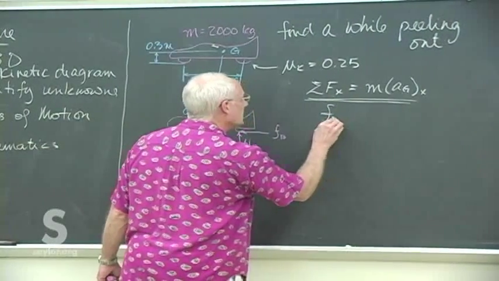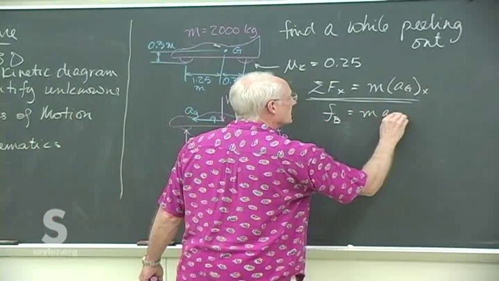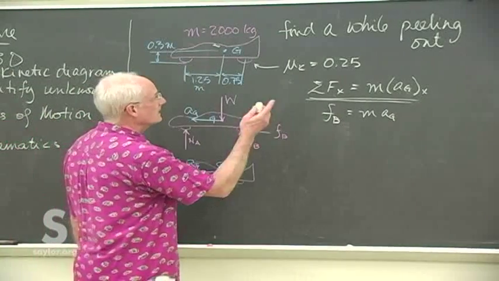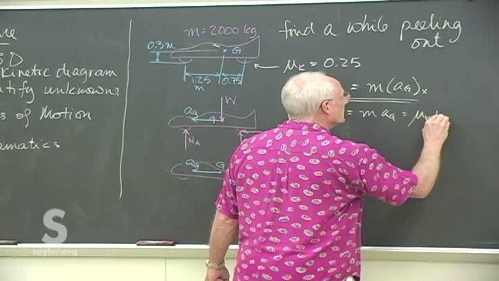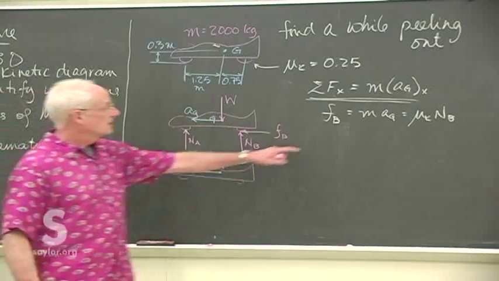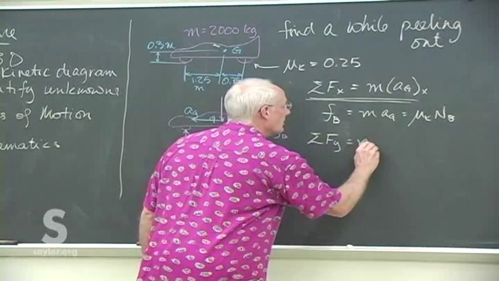We've got F_B, and that's it, equals m a_G. And I can leave off the x there because we're anticipating no y direction acceleration. The whole acceleration is in the x direction here. And we know that F_B equals mu_k N_B for this particular situation. That's where the friction is acting, at that back wheel. So we know that it'll be the normal force times the coefficient of friction. So two unknowns so far, a_G and N_B. So we don't want to increase that by too much if we can help it.